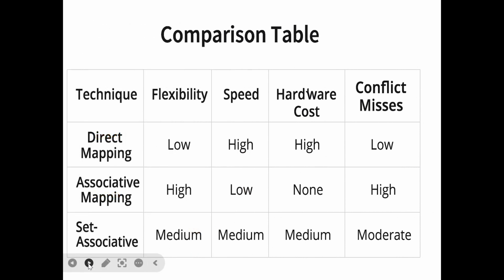A comparison table. Let's summarize the trade-offs based on flexibility, speed, hardware cost, and conflict misses. In direct mapping, flexibility is low, speed is high, hardware cost is low, and conflict misses are high. In associative mapping, flexibility is high, speed is low, hardware cost is high, and conflict misses are low. Set associative: flexibility is medium, speed is medium, hardware cost is medium, and conflict misses are moderate.